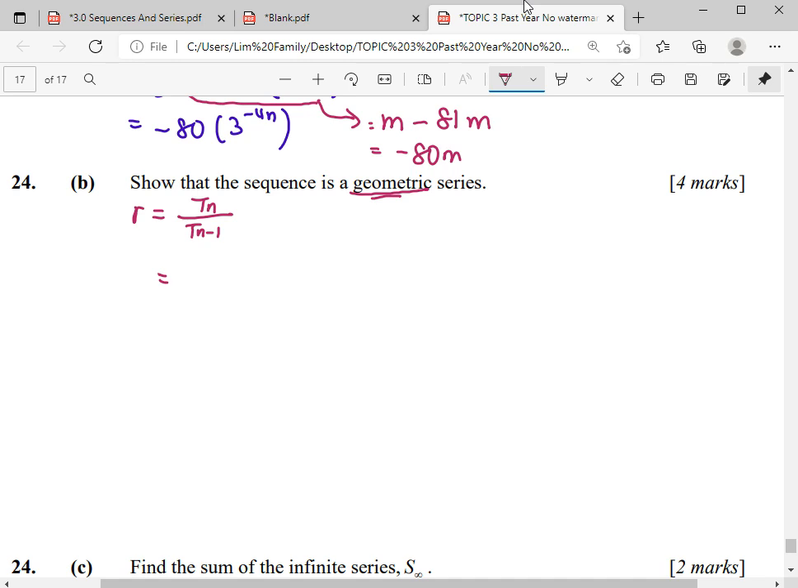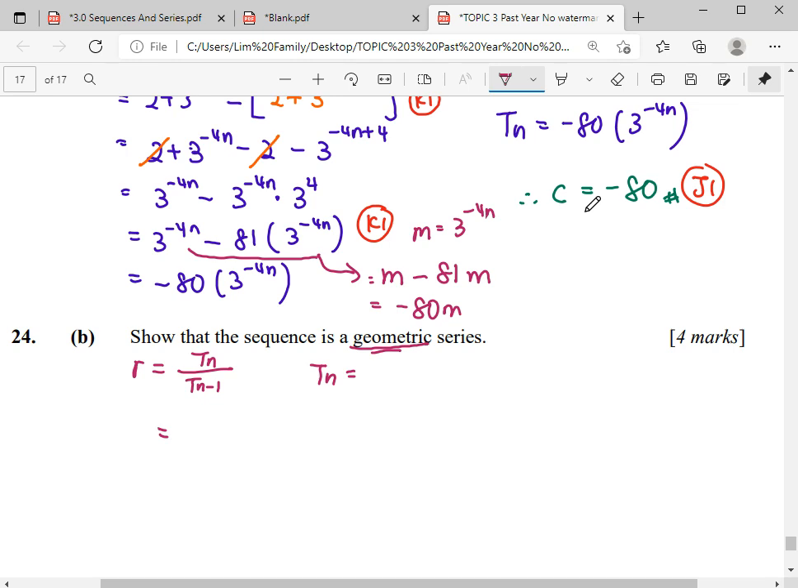So our Tn we already get. Tn refers back to our value here: Tn is negative 80, 3 to the power of minus 4n. So Tn minus 1 means negative 80, 3 to the power of, where the n will be substituted by n minus 1. So we're going to see this term divided by this. Is it getting a constant? If it is constant, it means this is a geometric series.